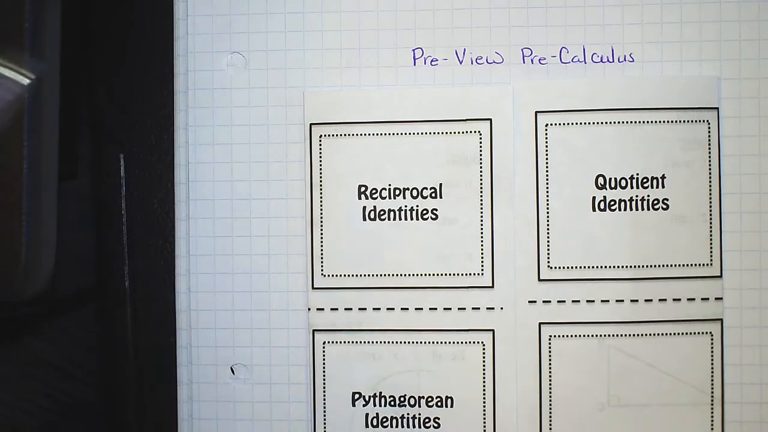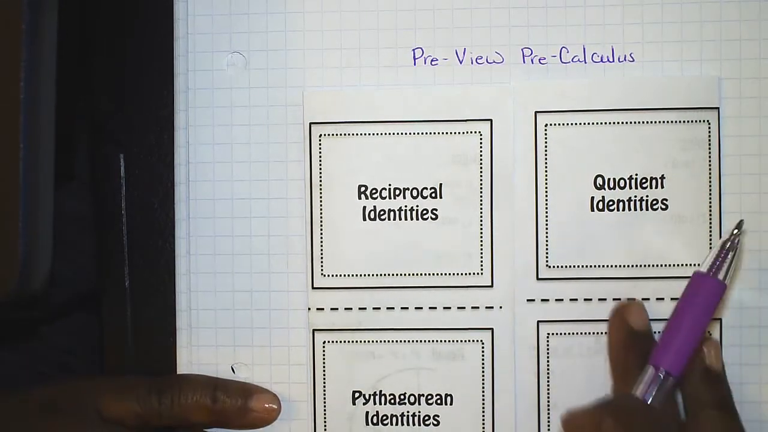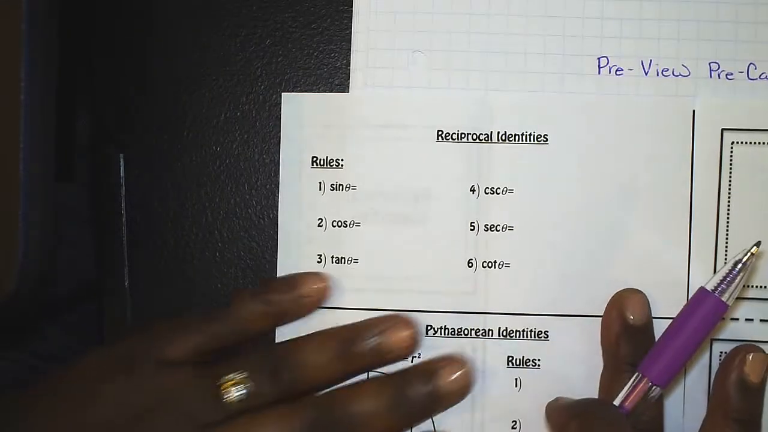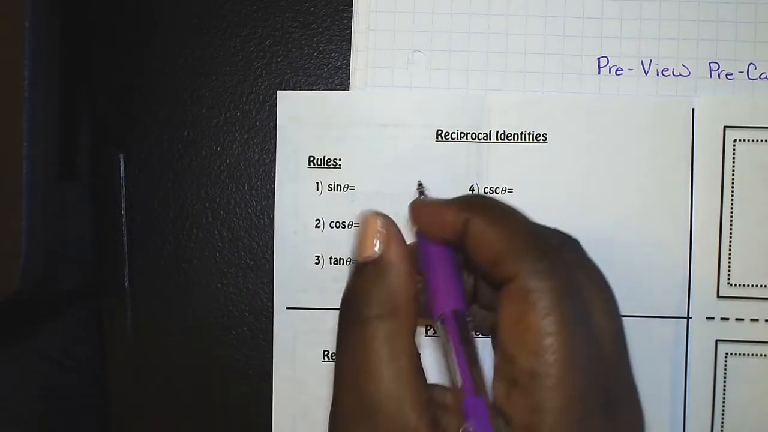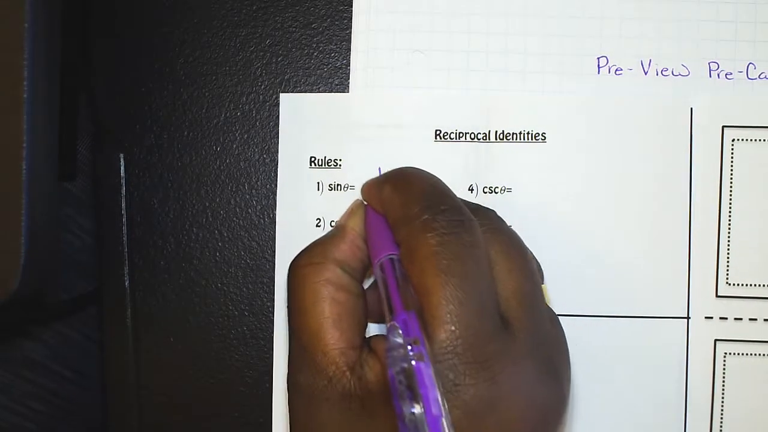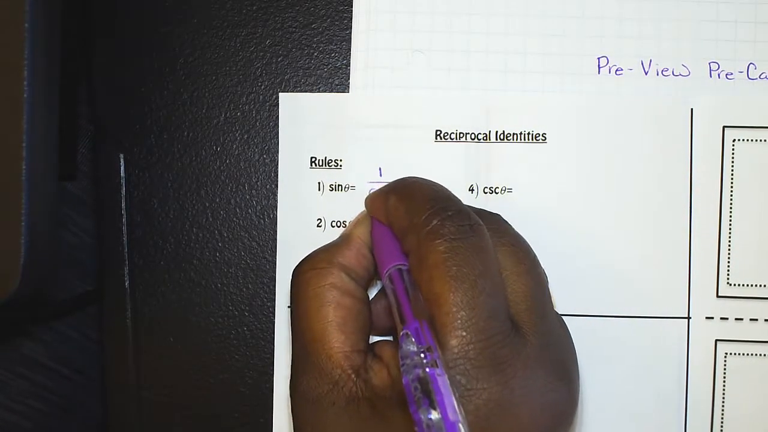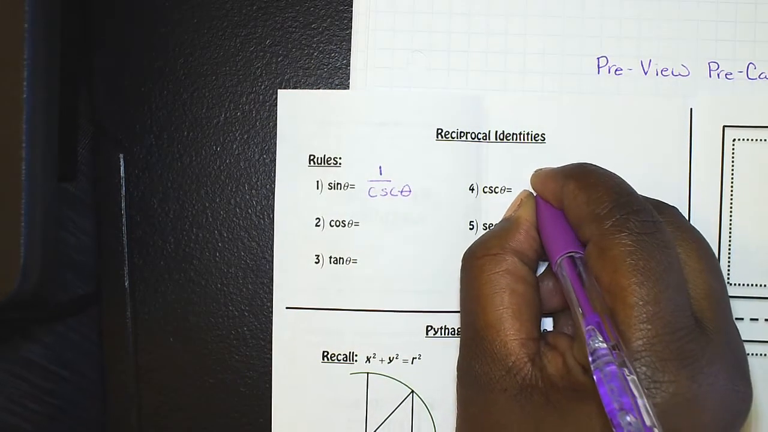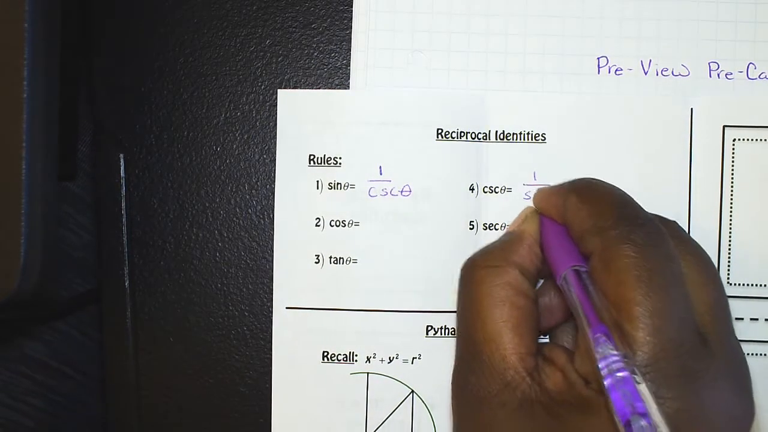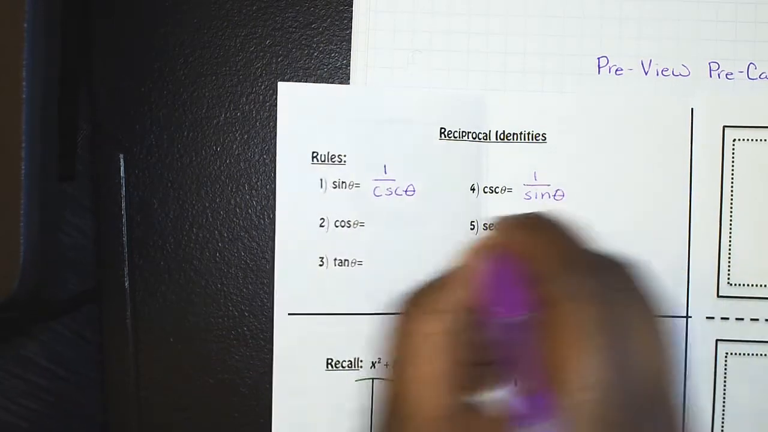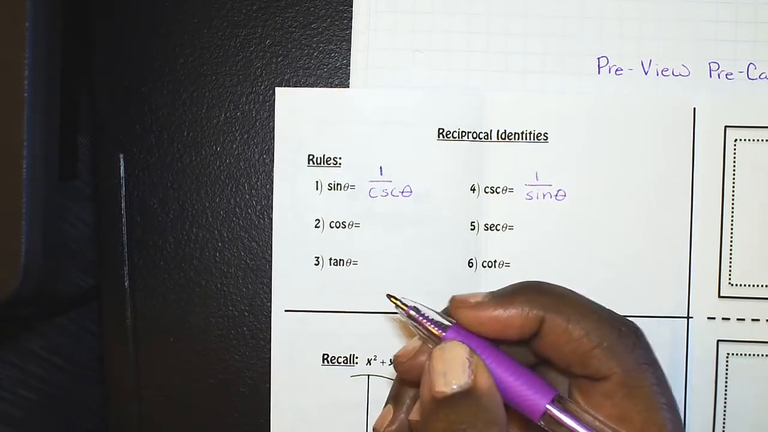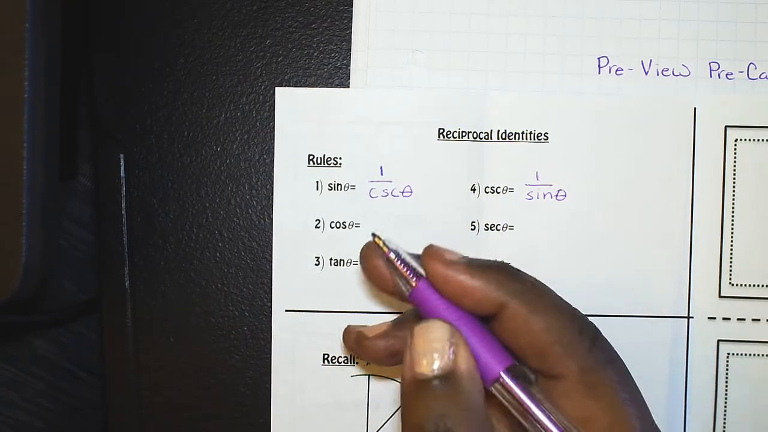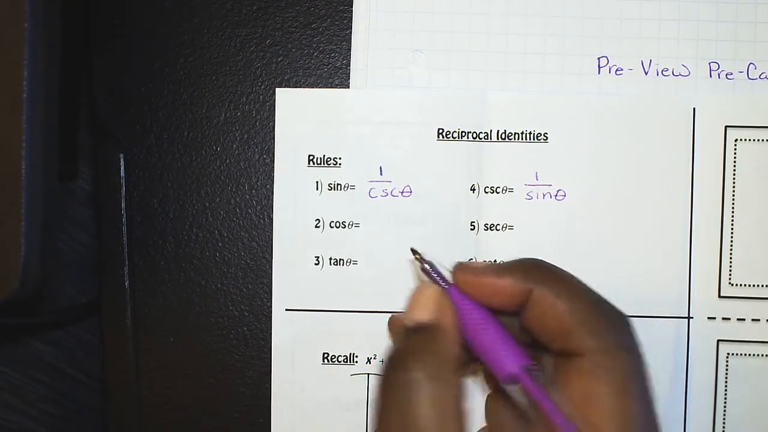So what we're going to do today is we're just going to go over the reciprocal identities, and you're going to add them to your notes. Sine theta is the same as the reciprocal, 1 over cosecant theta. Cosine is 1 over sine theta. Identities are something like multiplication tables. The more you know by memory, the better it's going to help you.